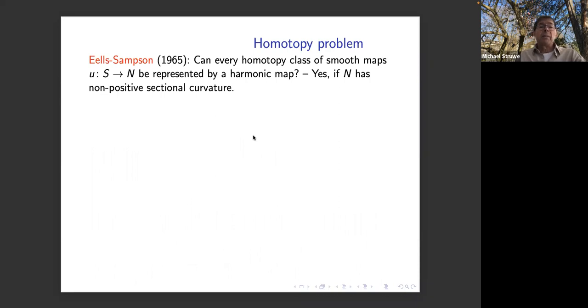And this is the following problem. They asked, can every homotopy class of smooth maps u from S to the given target be represented by a harmonic map? So given any map u from S to N, is there a harmonic map homotopic to u? And Eells-Sampson were able to answer this question in the case when N has non-positive sectional curvature.